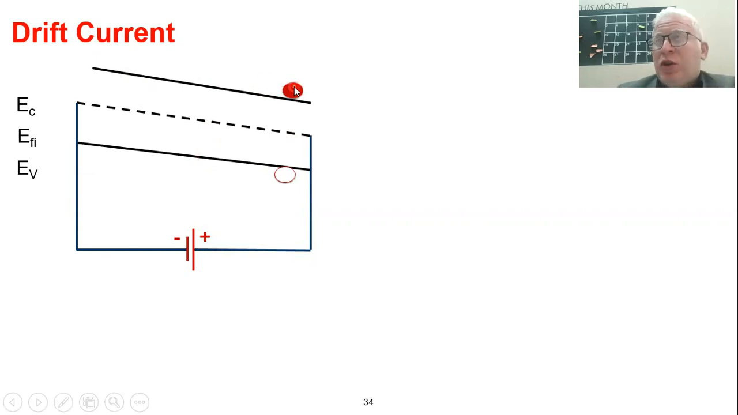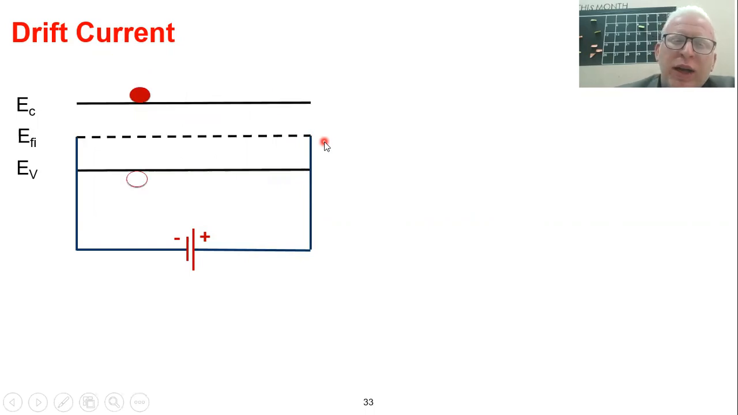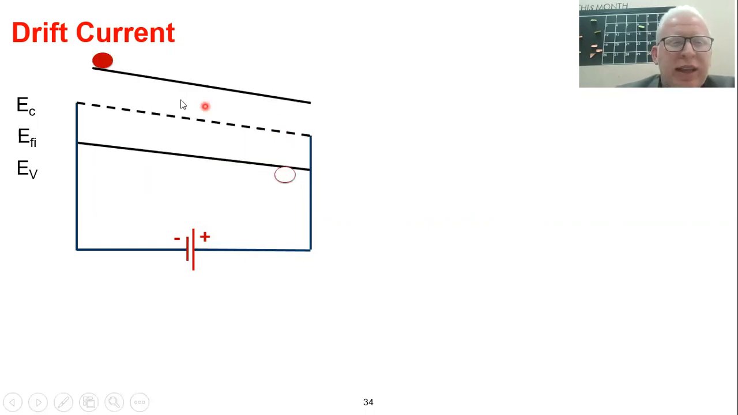Why does the electron move? You can say that the electron moves because there is a positive terminal here. Or you can say that whenever you have a tilting like that, it means that the energy here is less than the energy there. And based on the minimum potential theory, any particle tends to go to the minimum potential state. So in this case, this electron will move to have a minimum potential, because the potential energy here is smaller than the potential at this point.